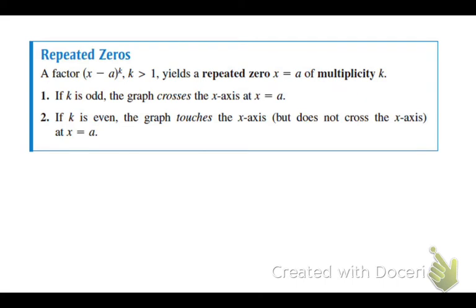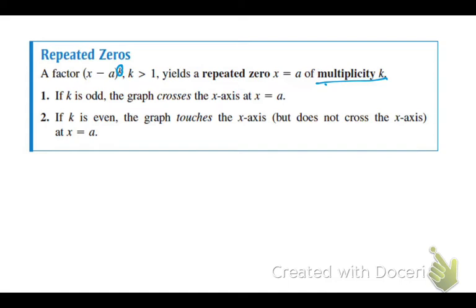Now, don't write this down until it means something to you. It says a factor x minus a to the k, where k is greater than 1, and k is the exponent on that quantity, is called a repeated zero of multiplicity k. What's multiplicity mean? How many times it happens. Okay, it says it's repeated.